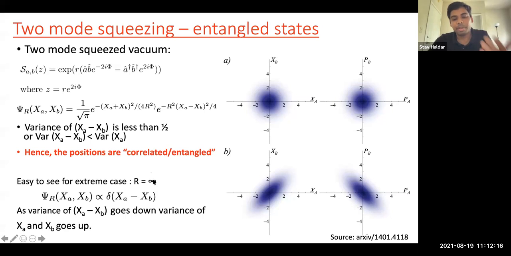The extreme case gives you a better idea of this. If you take r tending to infinity, then these just go to delta functions and you get a delta xa minus xb. So xa and xb themselves are completely unknown, but the correlated operator xa minus xb is exactly known. If you know one, you know the other, but you don't know the individual one. This is almost exactly like the Bell state. The entropy of the total state is zero, but each of the individual states has maximal entropy. So the motivation to use two mode squeezed light is also to use the entanglement and not just the squeezing.